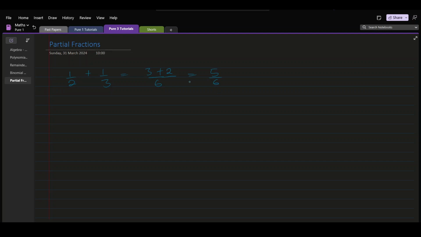But what if we were given 5 over 6 and we wanted to work backwards and find 1 over 2 plus 1 over 3? This is what we call decomposing into partial fractions. And in this video, I'm going to show you exactly how to do that.